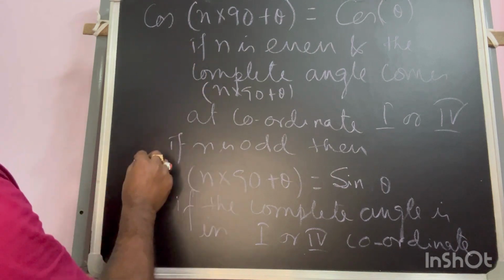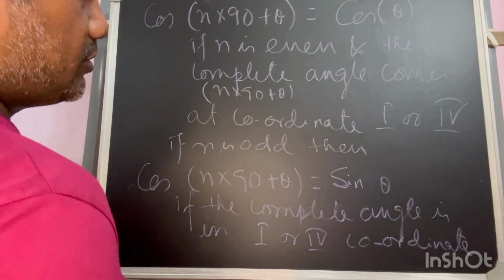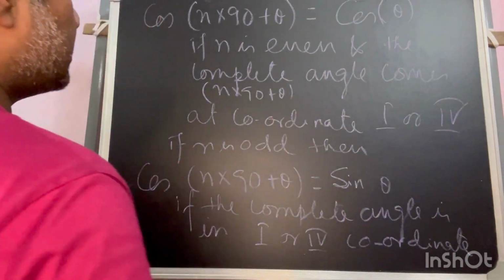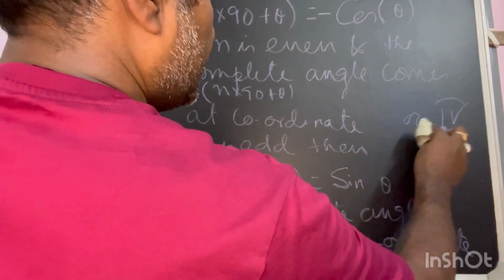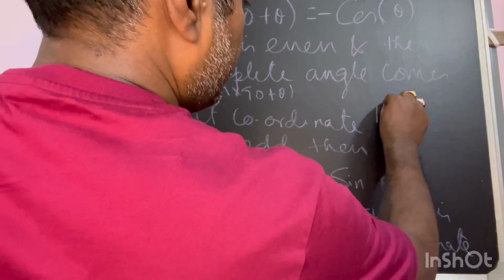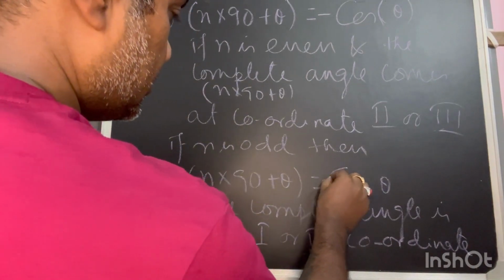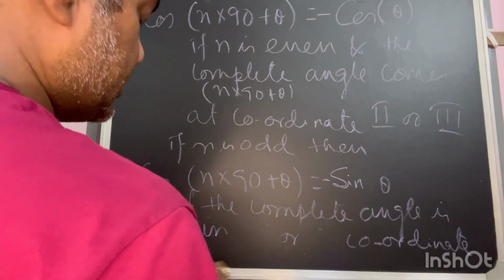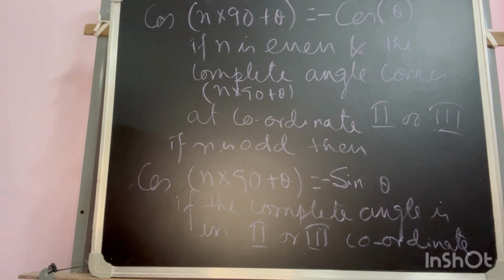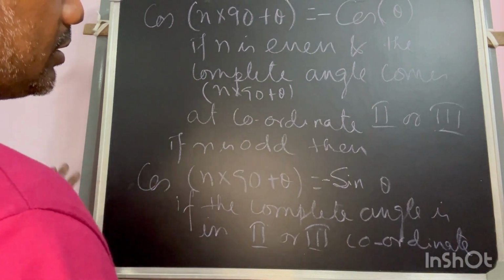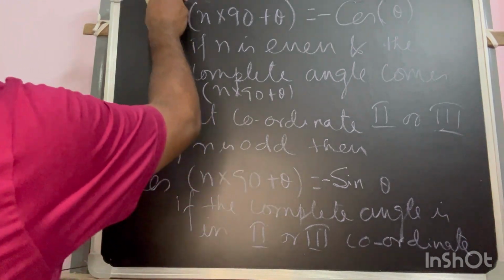This is the condition for this one if n is odd. You see my language is not changing, only the coordinate is changing. Now it will be minus cos theta if it is in second or third coordinate. It will be minus sin theta if it is in second and third coordinate. Okay, this is the complete scenario of cos. We have seen for sine. Now come to tan.